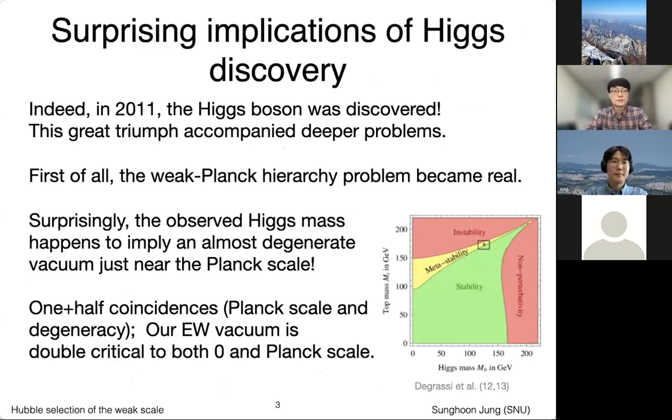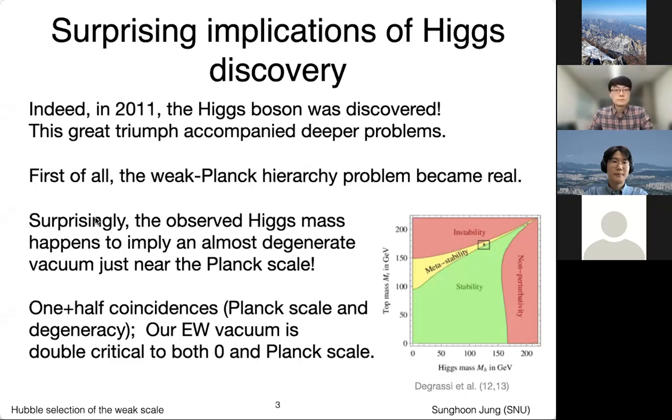Of course that was a great triumph of theory and experiment, but that was not the end of the story, and it accompanied deeper problems. Most of all, the weak-Planck hierarchy problem became a real problem, so it has to be solved in some way. In the quantum field theory framework, the weak-Planck hierarchy is quantum mechanically unstable, so there has to be some explanation. And that became a real one, not a hypothetical one anymore.